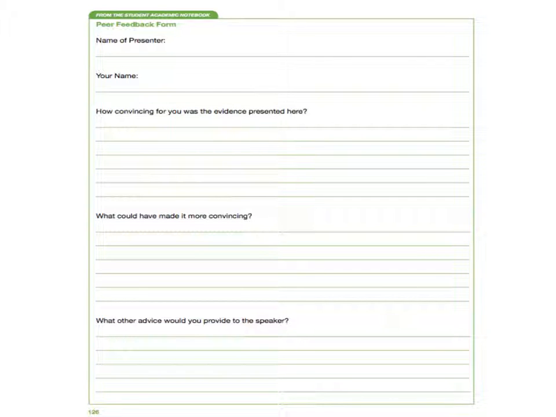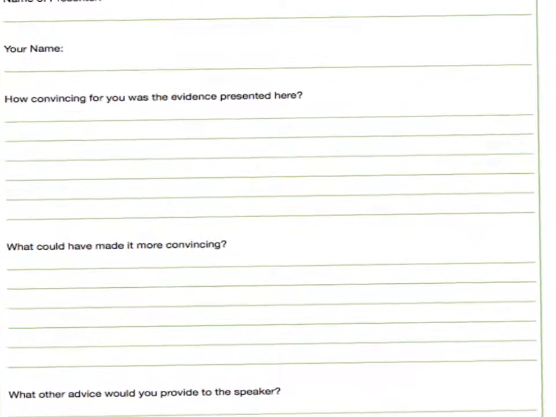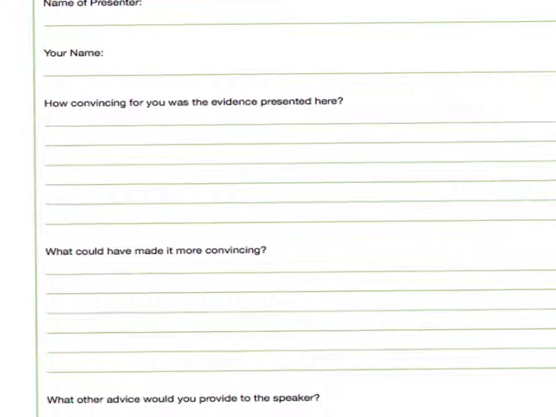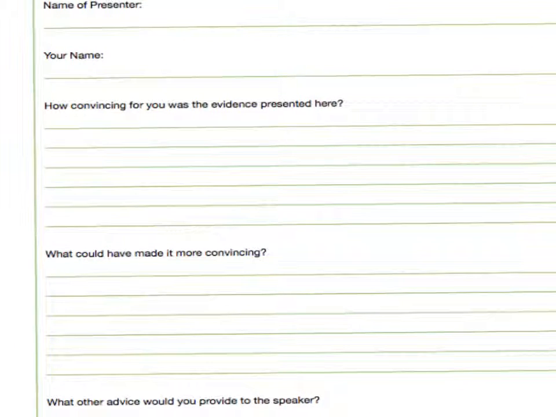So here's a copy of the feedback form. I'm just going to zoom in on this first question. So the first question is, how convincing for you was the evidence presented here? Now, it would be easy for students to say very or not at all, but that I would classify as non-helpful. So you might want to ask them to be more specific.